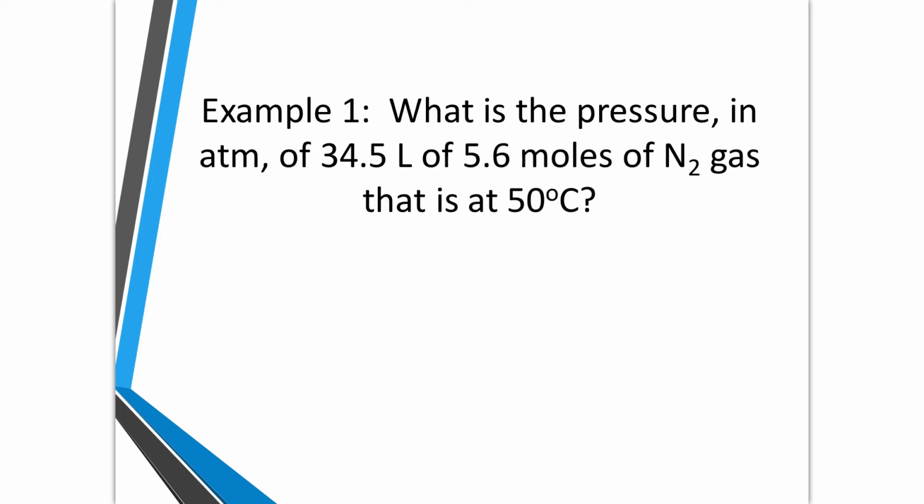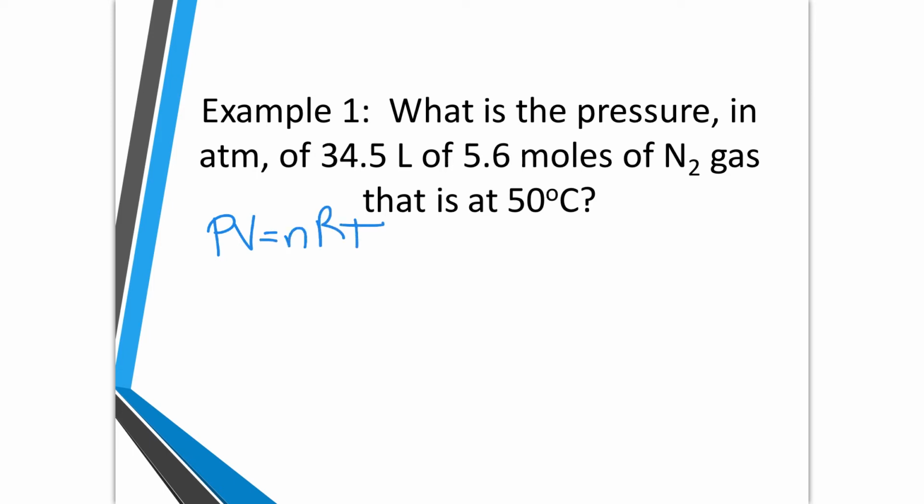So the first thing we're going to identify is what is the equation that we need. So we're going to look at this real quick and see: what is the pressure in atmospheres of 34.5 liters, that's a volume, 5.6 moles. So that gives it away. That says that there are moles involved, and I don't see any other parameter changing. It doesn't say what is the new pressure or I change the volume from this to this. So moles are involved and there are no changes, so we're going to assume that this is the ideal gas law, which is PV equals nRT.